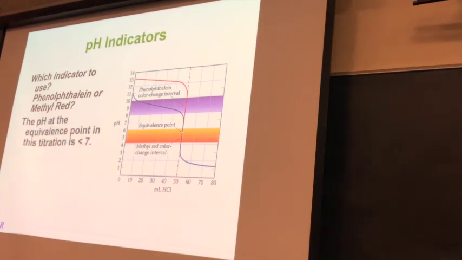So in this case, your pH is less than 7 at equivalence, and that equivalence point is where you ideally would like your color change to occur. So in this case, methyl red is right in this zone right here. That would be a better pick. Phenolphthalein works a lot of times, especially when you have acids and you titrate with bases. But really in this one, the methyl red would be a better choice.